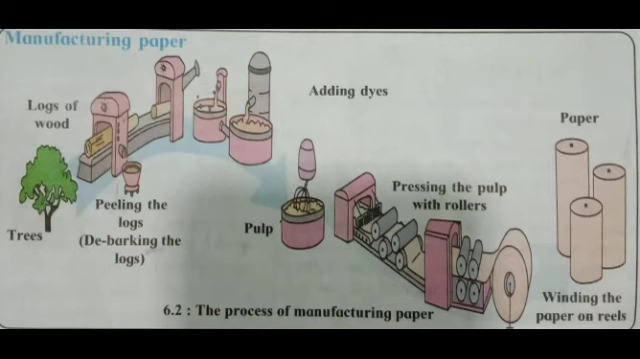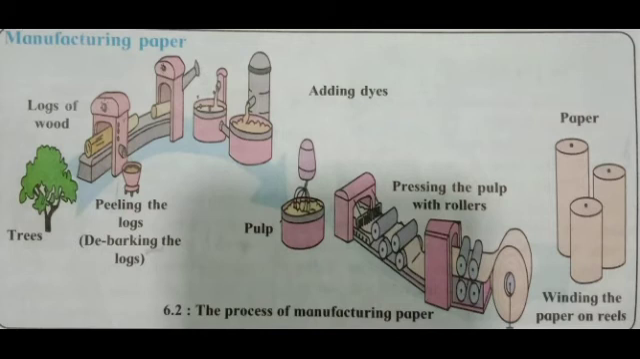The dyes are mixed with the pulp and then passed through the rollers. After the rollers and drying, it is wound on reels. So this is the process of manufacturing paper.